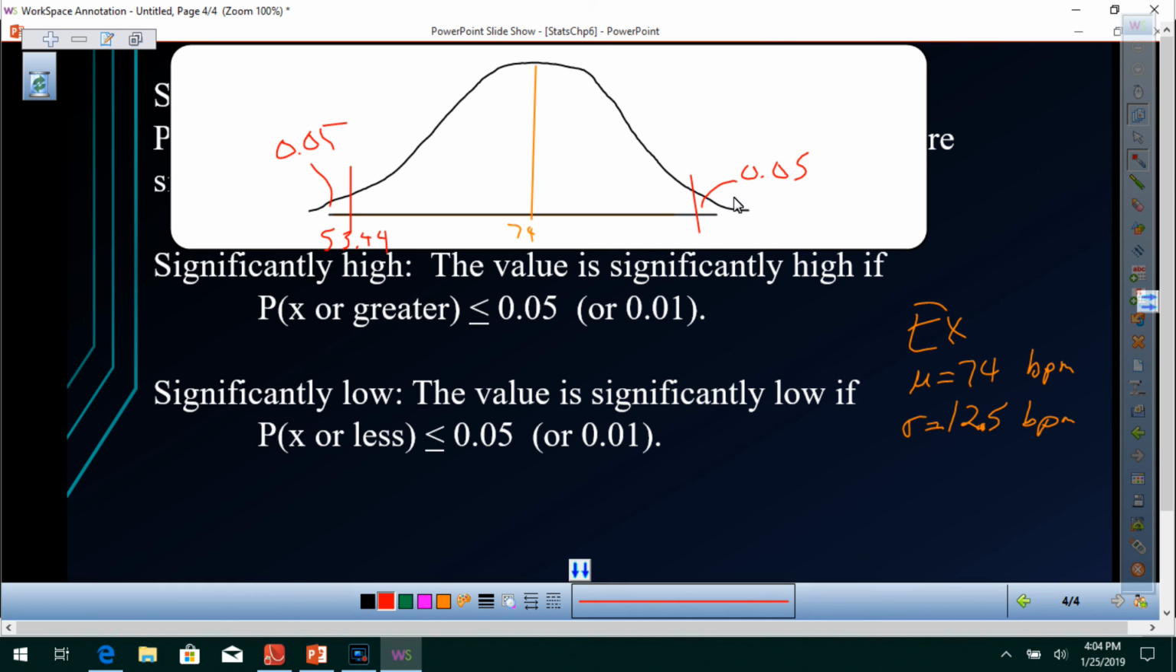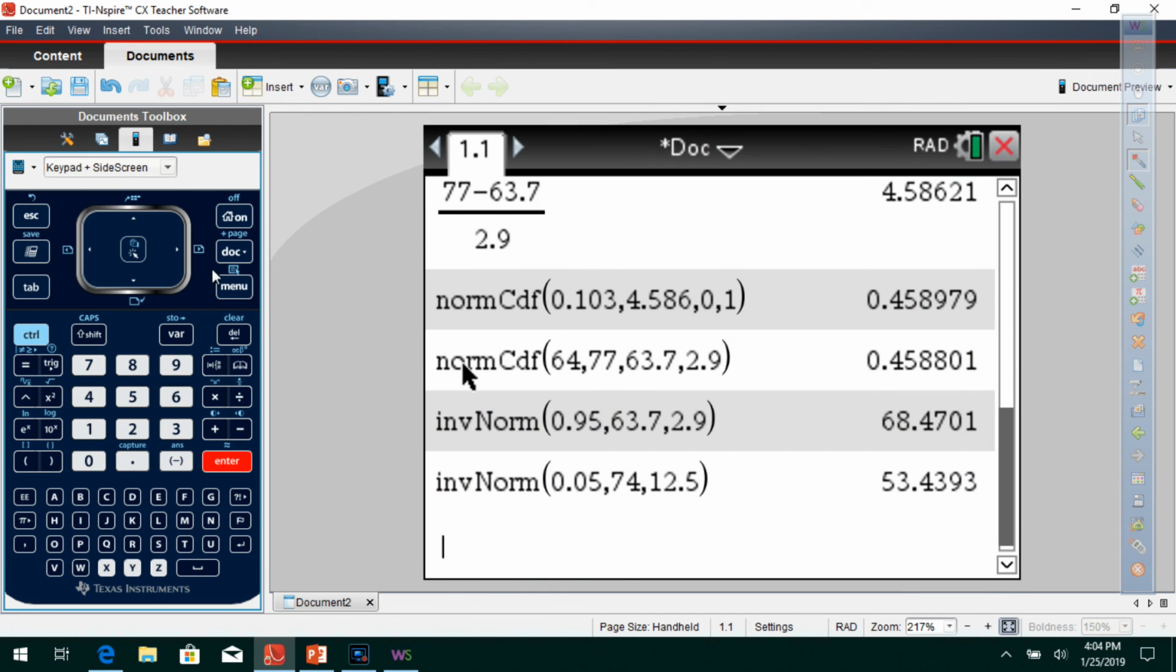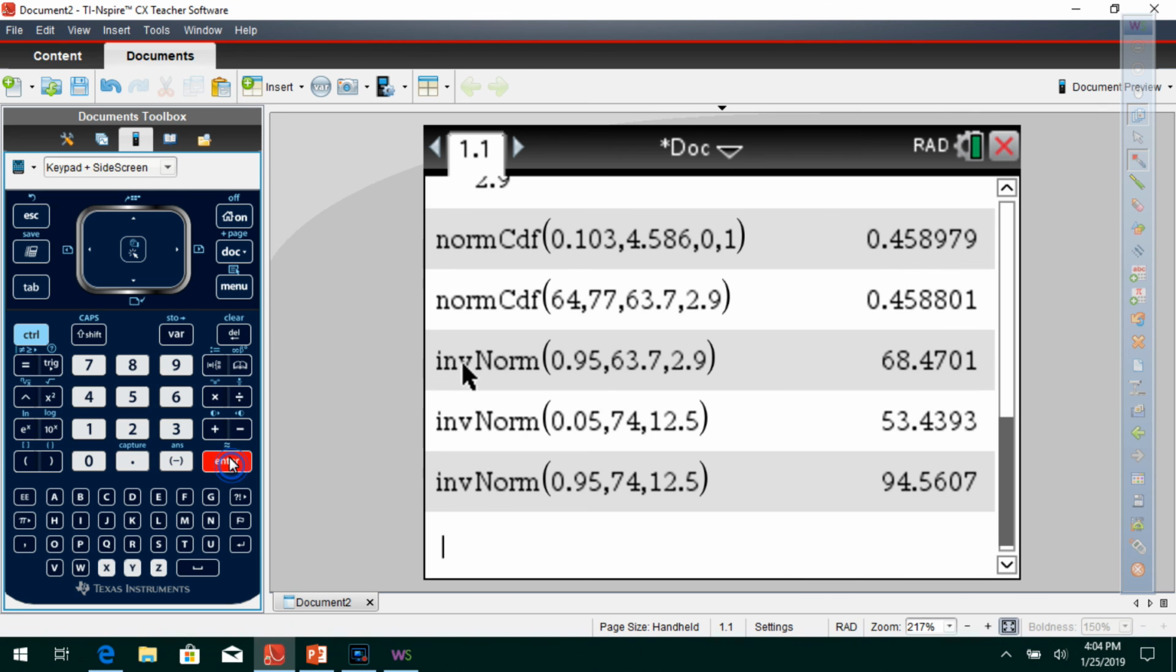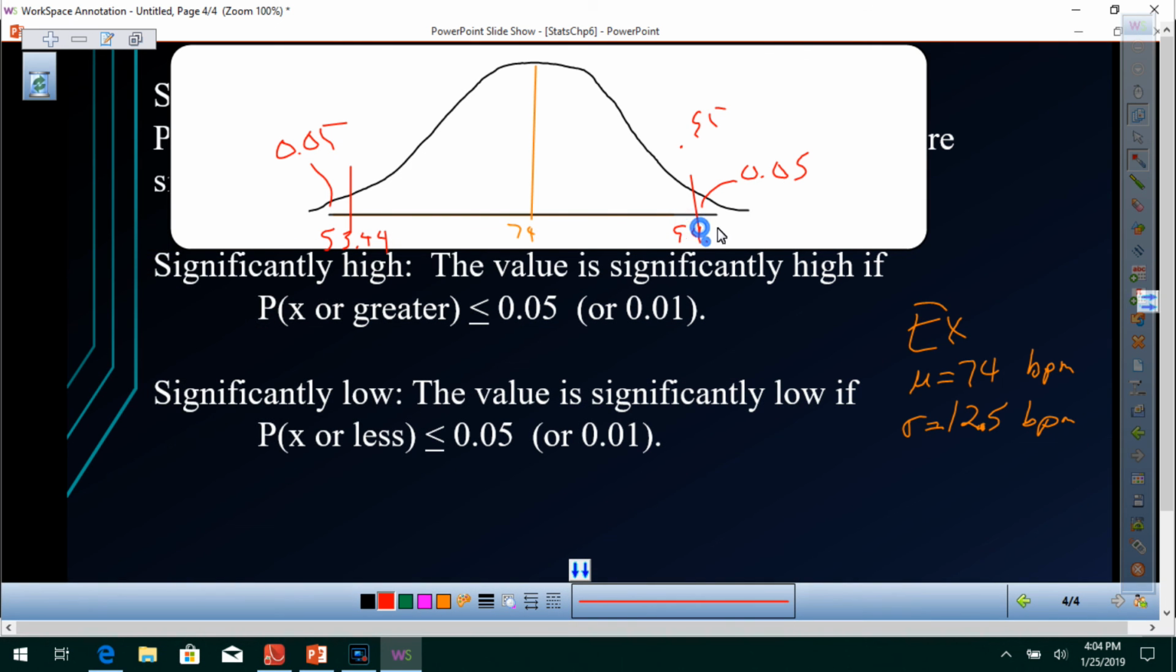Well, if this area is 0.05, then this point here is going to be 0.95. So that's what we're going to have to use in our calculator. Menu 553 and then 0.95. And again, it was 74 and 12.5. And that's going to be 94.56. So our leftmost value is 53.4. Our rightmost value is 94.6.